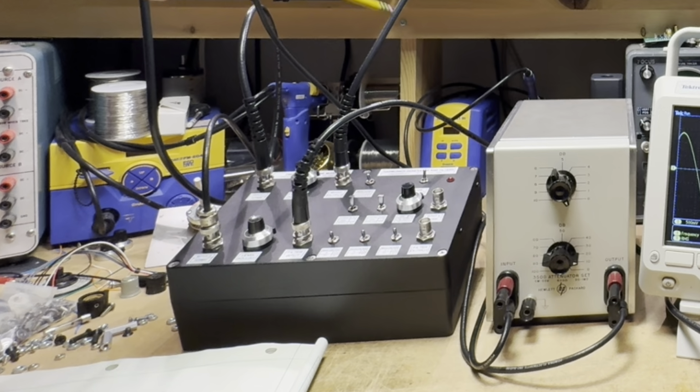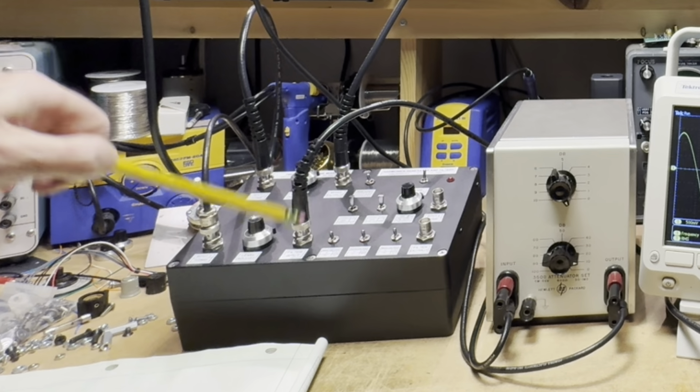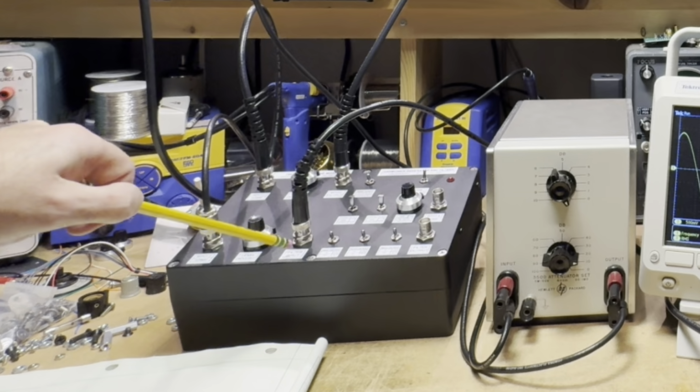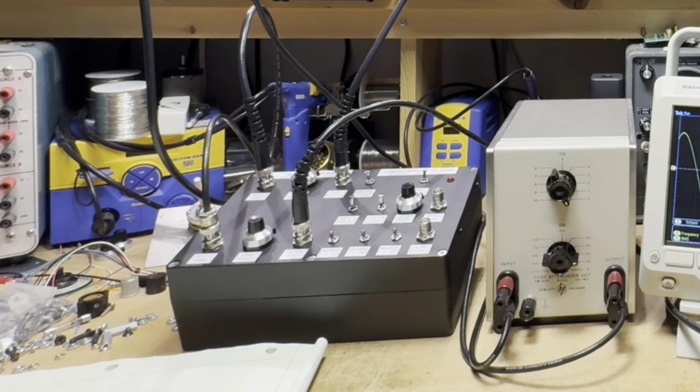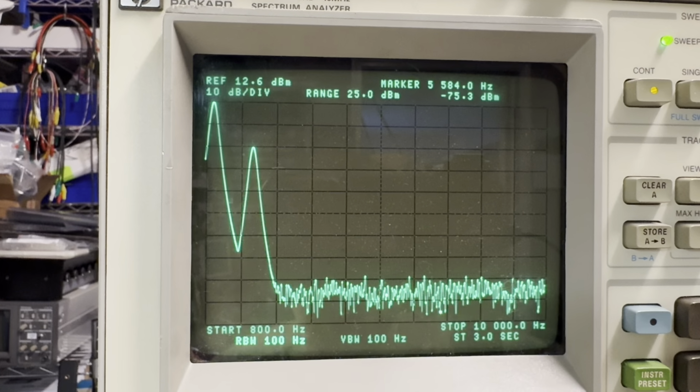This signal comes out and goes to the spectrum analyzer. This signal is also present at this BNC here, which is going to the oscilloscope, so we can see our signal on the oscilloscope. Now we'll take a look at the spectrum analyzer.